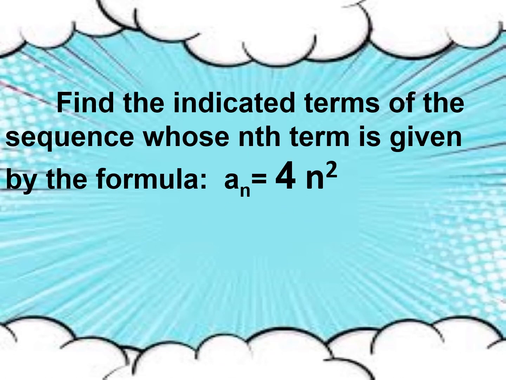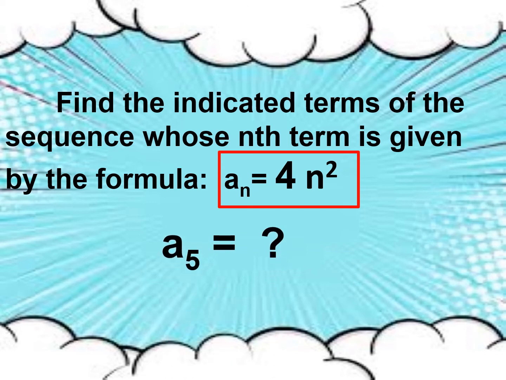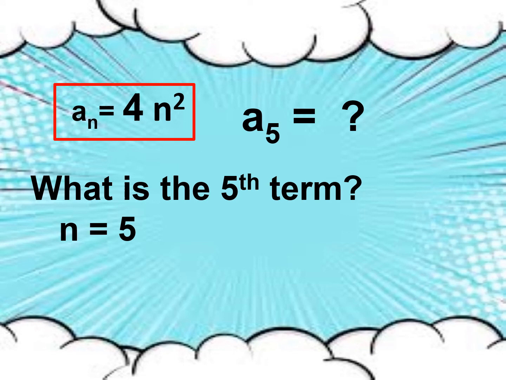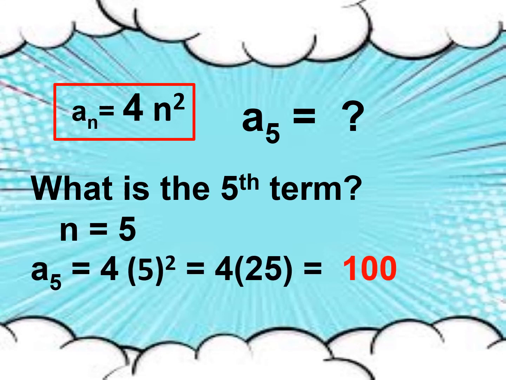Another example. Find the indicated terms of the sequence whose nth term is given by the formula a sub n is equal to 4n squared. Now what is our a sub 5 or the 5th term? So n is equal to 5. Now substitute the value of n by 5. So you will have a sub 5 is equal to 4 times 5 squared is equal to 4 times 25. And the answer is 100.